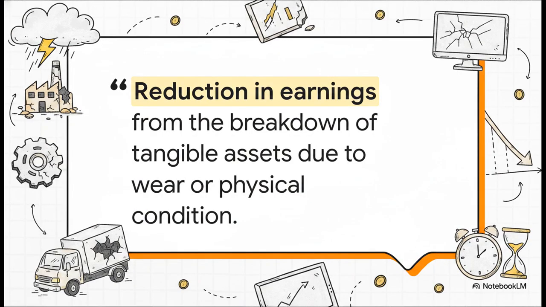I actually really love this quote from Gonzalez from our sources. The reduction in the earnings of a company that results from the breakdown of tangible assets due to wear, age, or physical condition. It's powerful, right? Because it reminds us that these causes can be purely physical, like weather exposure, functional, like a bad accident, or even contingent. And here's the kicker. If you aren't tracking this effectively, it literally degrades your company's long-term competitiveness.